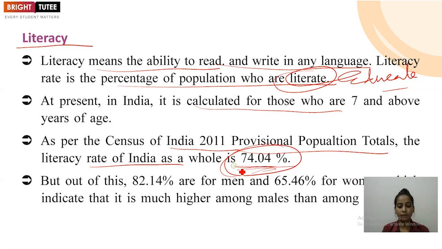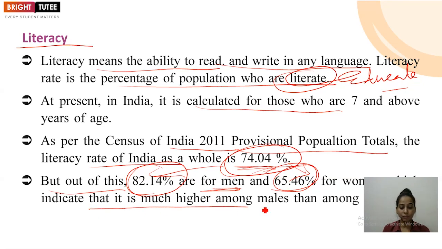And here, the 74.04% that they have given as the literacy rate of India, we are going to talk further about how it is divided among male and female. Out of the 74.04%, 82.14% are literate men, or males. And if we talk about women, only 65.46% are there. So it shows that it is much higher among the males as compared to the females.